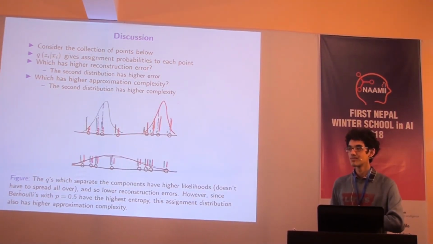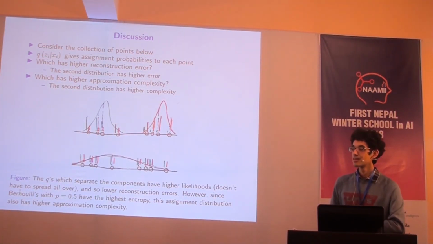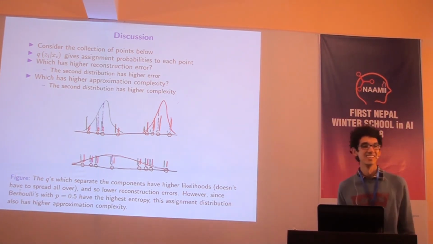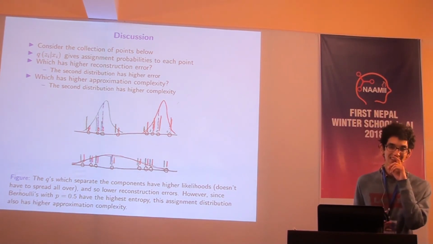I should have clarified that my prior over the z's would be, say, a 50-50 prior. I can show this picture. It should help a little bit.